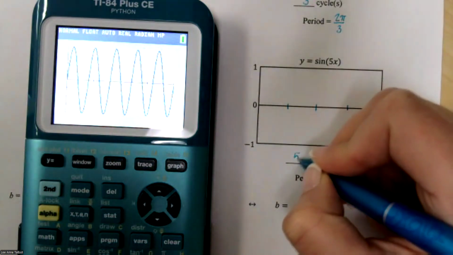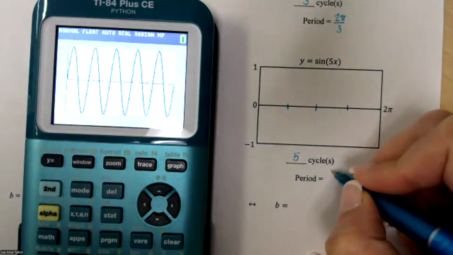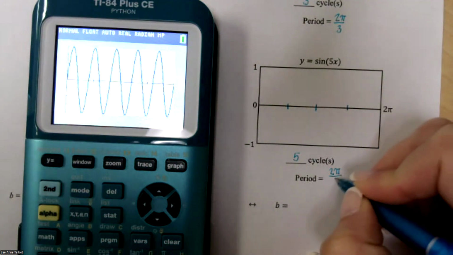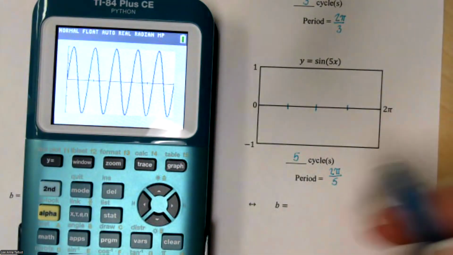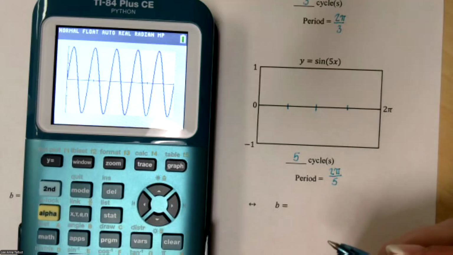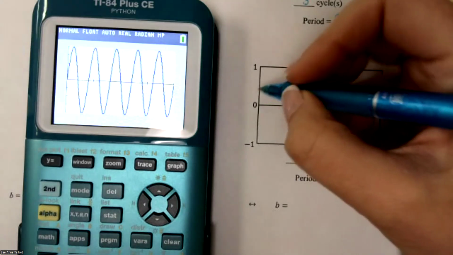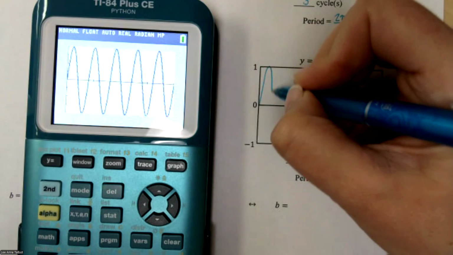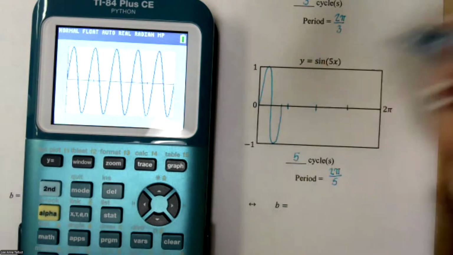Okay, I know it's going to be 5 cycles. I know it's going to be 2 pi split into 5 equal pieces. That part's fine. The sketching, though, okay, here we go. I'm going to do this. Okay.